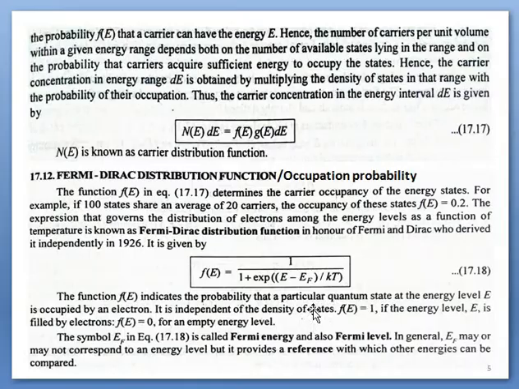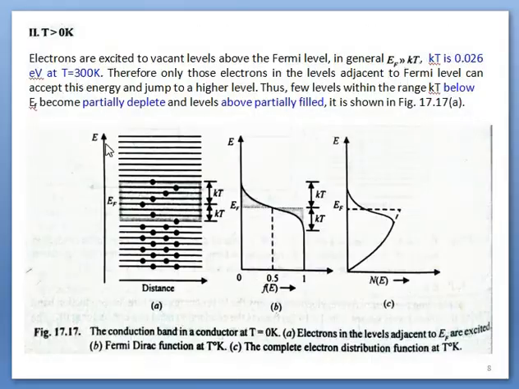At higher temperature, this term T will not be 0. Now, talking about temperatures greater than 0 Kelvin, thermal energy is provided. We know that it is expressed by kT, which is equal to 0.026 electron volt. By acquiring this energy, the electrons residing at Ef will shift to an energy level of energy equal to Ef plus kT.